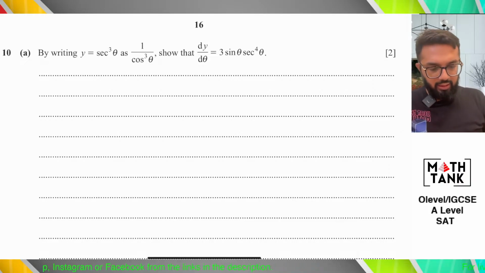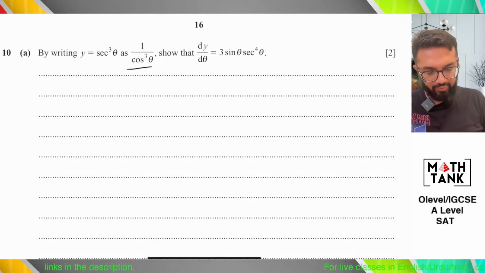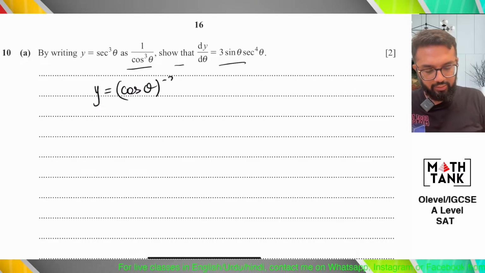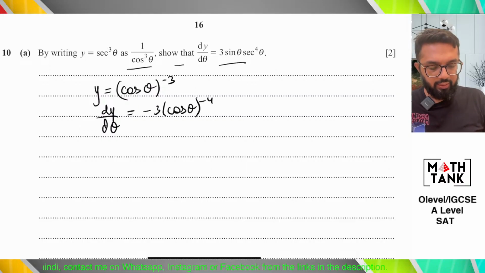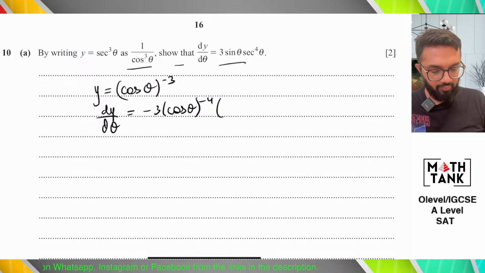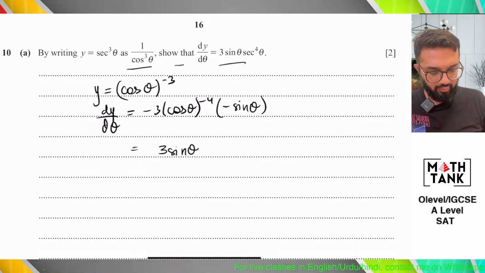In question number 10, it says y equals sec cube theta, as 1 over cos cube theta. Show that this... I think that's simple. Cos theta to the power minus 3, and dy by d theta should be minus 3 cos theta to the power minus 4, and then the minus sign, and cos power 4 theta.